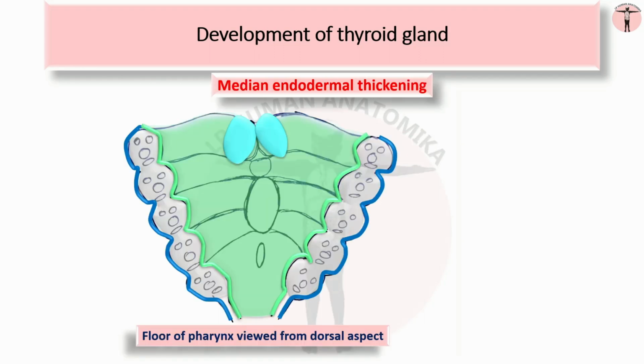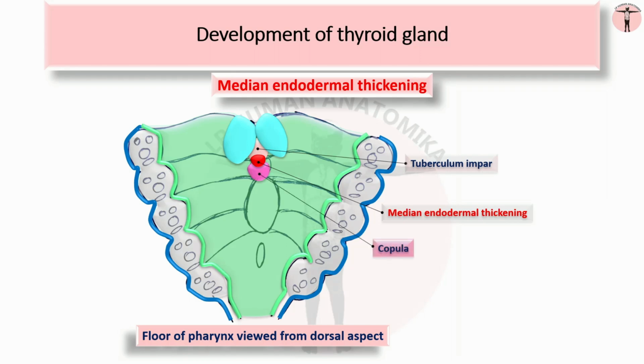The thyroid gland is the first endocrine gland to develop. This diagram shows the inside of the ventral wall of the pharynx after removing the dorsal wall. In the ventral wall or floor of primordial pharynx or the pharyngeal cavity, the thyroid gland begins to form at approximately 24 days as a median endodermal thickening due to the epithelial proliferation between the tuberculum impar and the copula.